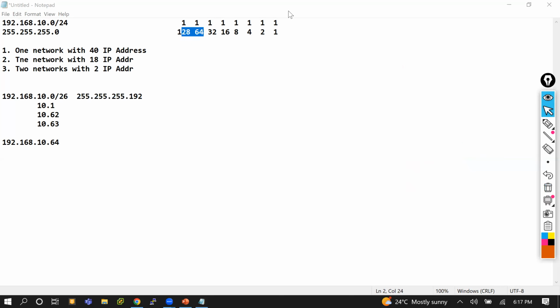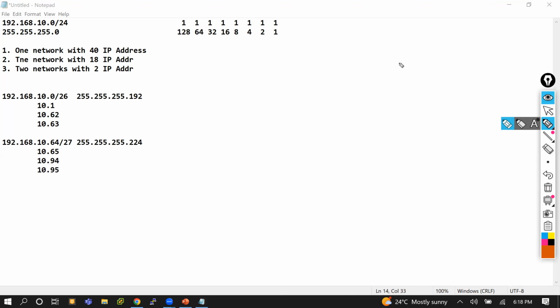Okay. Next, 64 is the next network ID here. Next, 10.65. Next, 10 dot, how much? 94 is the last valid address, 95 is the broadcast. Okay. So here slash is how much? 27. What is the subnet mask? 255.255.255.224. Okay. Let's do it for the second one.